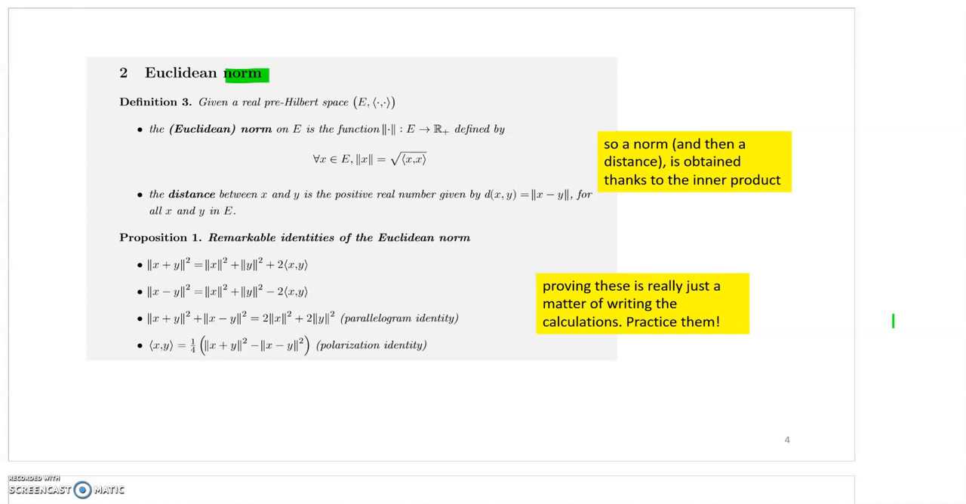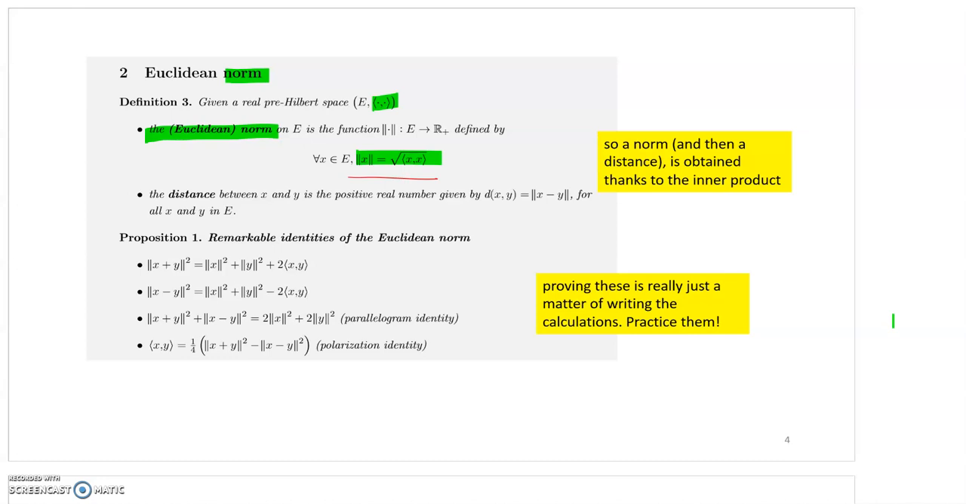All right. And more exactly, the Euclidean norm, because there are a lot of ways to define a norm, but the Euclidean norm is going to be the one that comes from an inner product. So the Euclidean norm on a vector space E, when you have a well-defined inner product, is going to be given as usual: the norm of x is the square root of the inner product of x with itself. Okay, just like you would do in Rn, right?